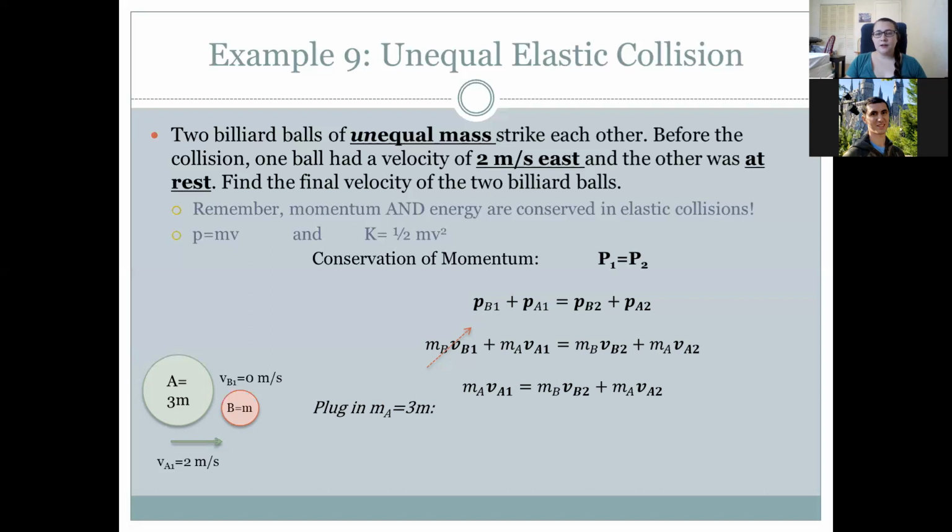And so when we simplify that equation, we get the mass of A times the initial velocity of A equals mass of B times final velocity of B plus mass of A times the final velocity of A. So many variables going on, I tell you. But we know that the mass of A is 3 times the mass of B. Again, we don't know exactly if this is 3 kilograms and 1 kilogram. But from the picture there, we know that the mass of A is 3 times larger than the mass of B.